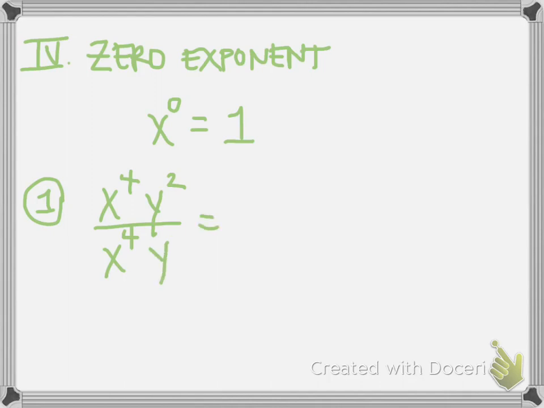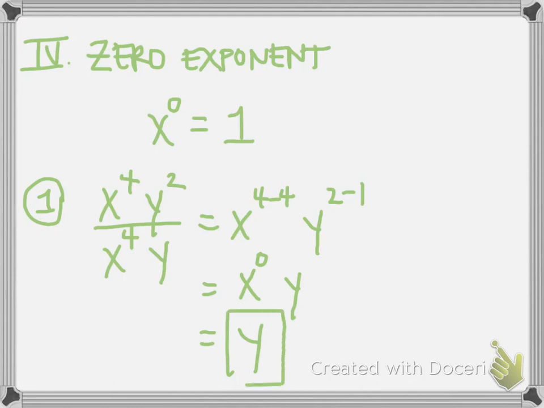Alright, so here I've got x to the 4th over x to the 4th. So if I was to subtract those, I would say 4 minus 4, and then y squared minus 1. So that would be x to the 4 minus 4, which is x to the 0, and y. And anything to the 0 power is always 1. So my answer would be just a y.